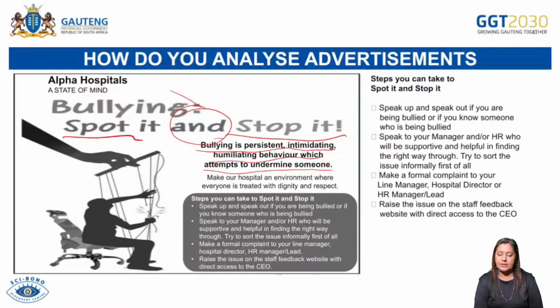So it says speak up and speak out if you are being bullied, or if you know someone who is being bullied. Speak to your manager and or HR, who will be supportive and helpful in finding the right way through. Try to sort the issue informally first of all. Make a formal complaint to your line manager, hospital director, or HR manager, and then raise the issue on the staff feedback website with direct access to the CEO. So you can see within this hospital, there have been an increased number of maybe examples of bullying. And they are now talking to the staff, for example, on how to curb this from occurring.